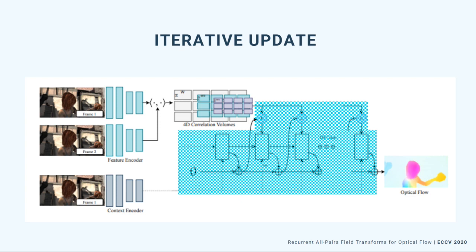Let's come to the iterative update operation. Here, as we have the 4D correlational volume.